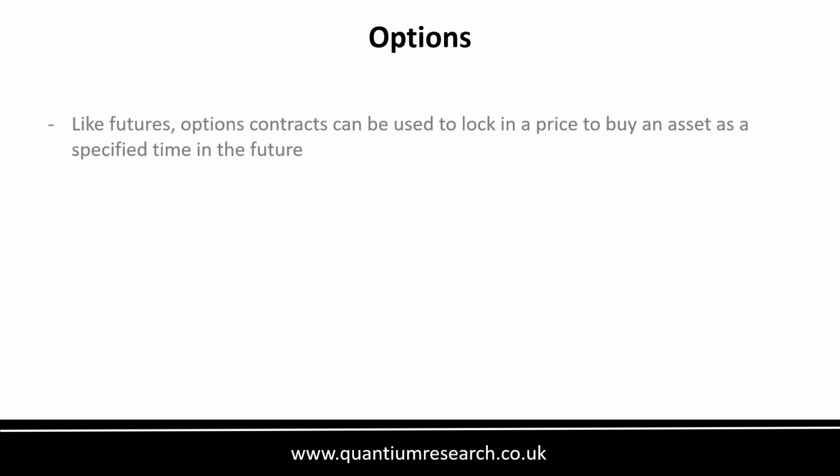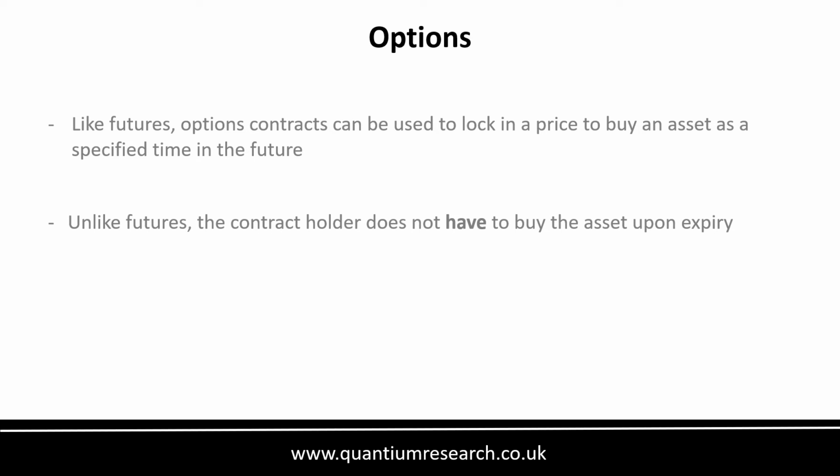With options, this is another type of derivative. Like futures, options contracts can be used to lock in a price to buy an asset at a specified time in the future. This is a little bit different because, unlike futures, the contract holder does not actually have to buy the asset upon expiry.